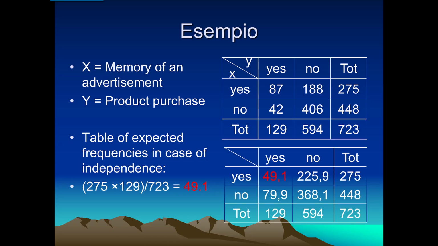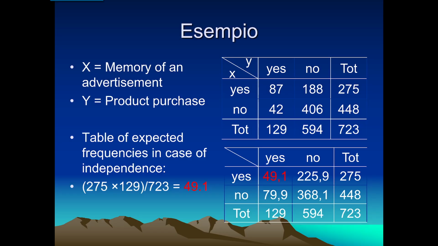49.1 is the expected frequency in case of independence. So you have observed 87 and the expected frequency is 49.1. Note that, given this number, this 79.9 is given that 129 remains fixed. So you can just compute one and all the others are immediately generated.